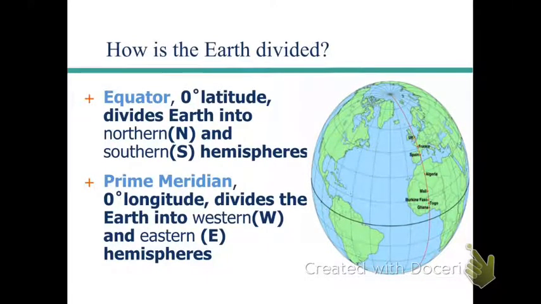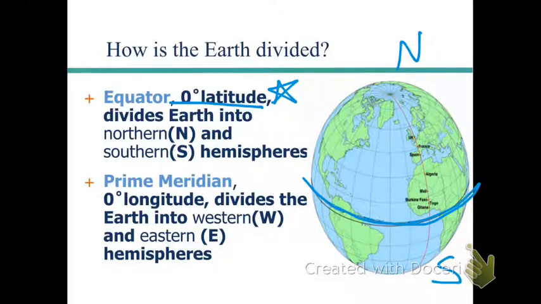As you're talking about ways the earth is divided, two things that you might have brought up are the equator and the prime meridian. Now, the equator is 0 degrees latitude, and that is very important to know. It's 0 degrees latitude, and it divides the earth into the northern and the southern hemispheres. So just to make sure we're all on the same page, the northern hemisphere is up here and the southern hemisphere is down here. Your equator is a line that's going straight across the earth.